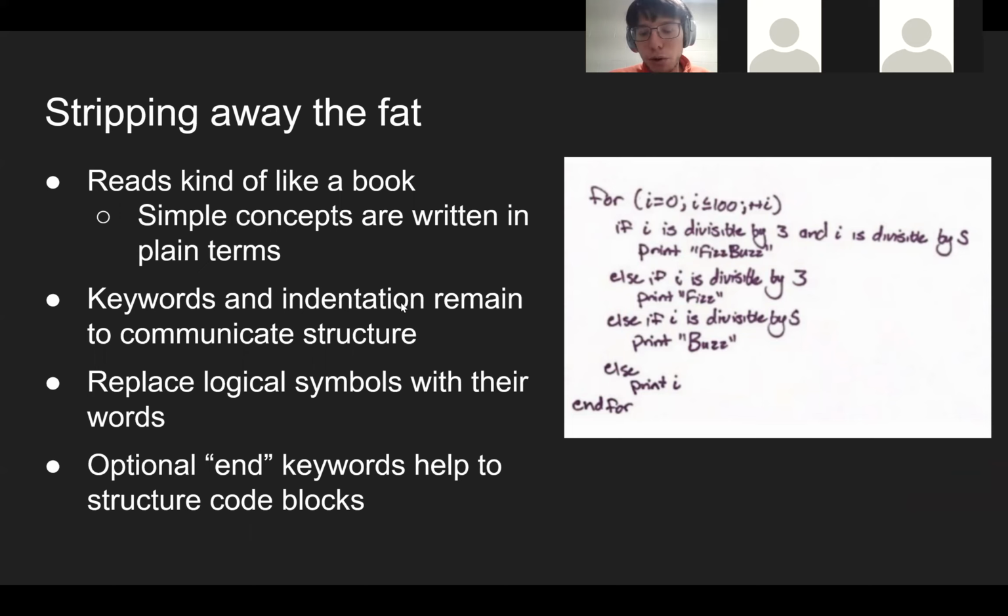Generally, you want to keep some keywords like for, if, else if, because those have some meaning behind them. But instead of using modulus, you can say divisible by. That's fine. And you can use end for to show where you're ending the indent. But you can also just stop indenting. That's fine too.